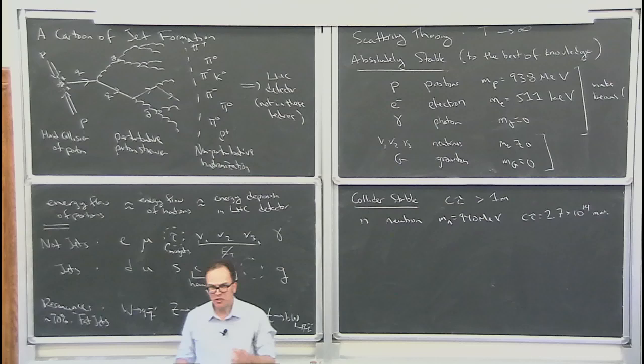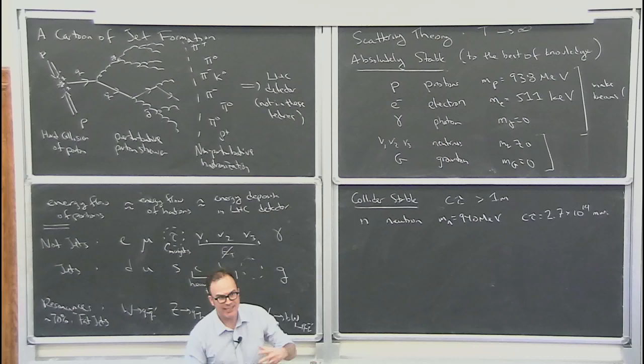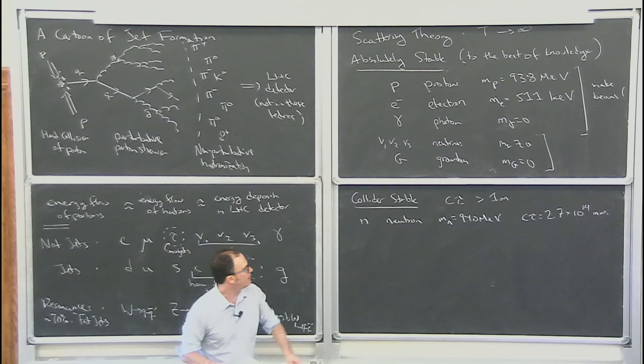You can actually make beams of neutrons. They're harder to control because they're neutral, so you can't use electromagnetic fields to control them, but you can make neutron beams, and people do make beams of neutrons.